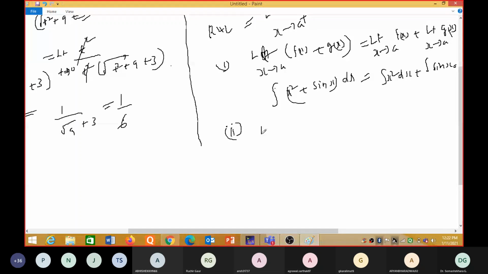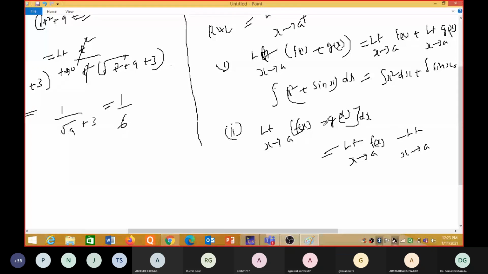Similarly, the second law: limit of f of x minus g of x. It is limit x tends to a f of x minus limit x tends to a g of x. So when minus is there, we can apply the limit on each function like this.